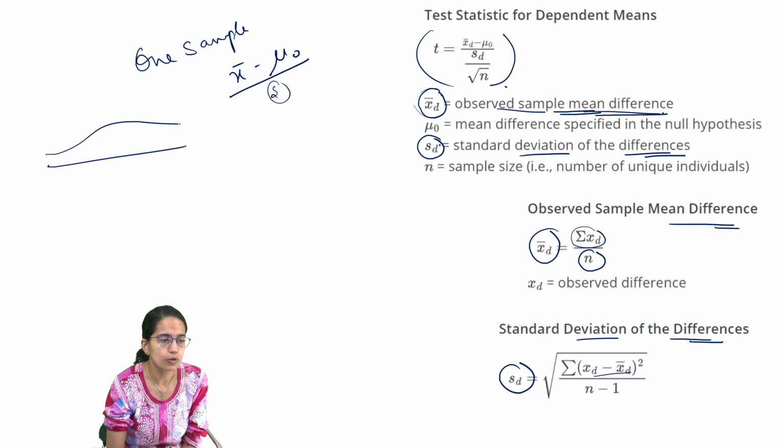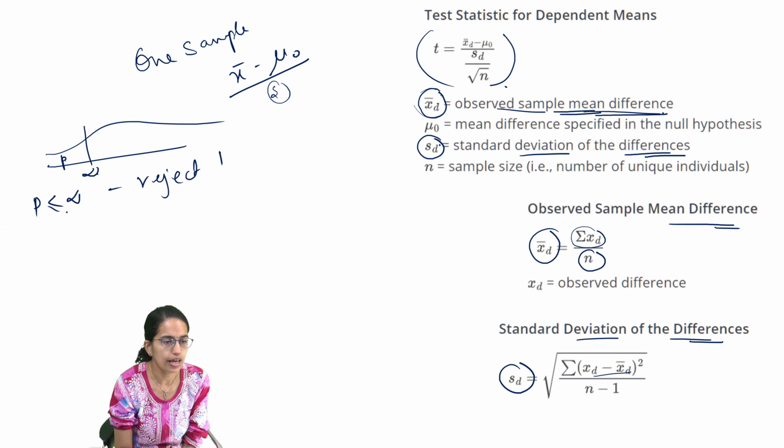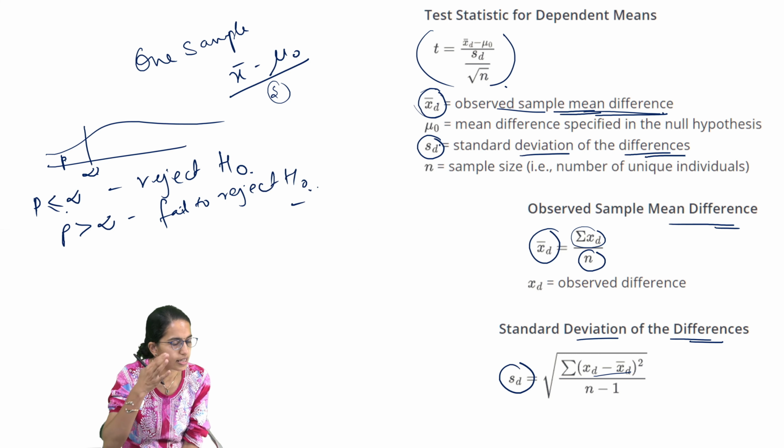Now again, the same thing applies. If my p-value lies within the significance level, if my p-value is less than or equal to alpha, I would reject the null hypothesis. If my p is greater than alpha, then I fail to reject the null hypothesis. Clear? So that's what we understand here.